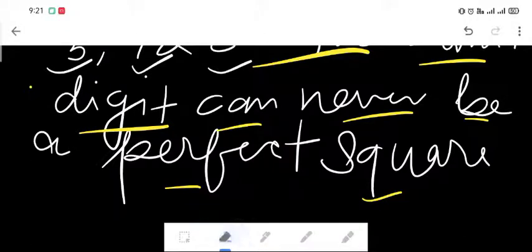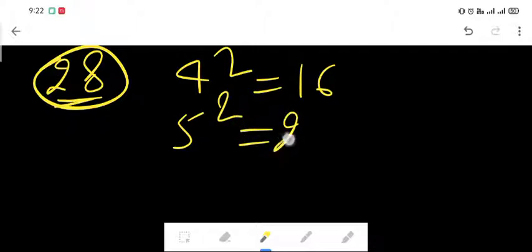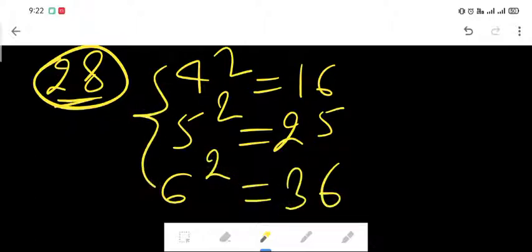How? Let's see it by an example. Here a number is given as 28, and we have to check whether 28 is a perfect square or not. For this, let's check. The square of 4 is 16, the square of 5 is 25, and the square of 6 is 36. Among these squares, we can see that 28 is not available.